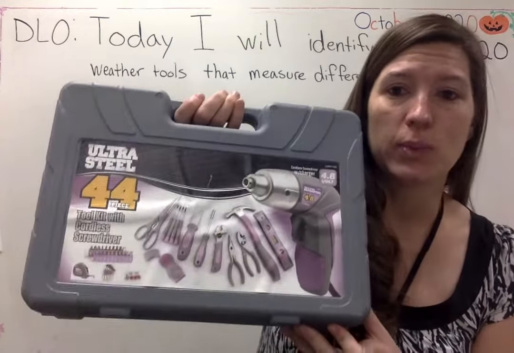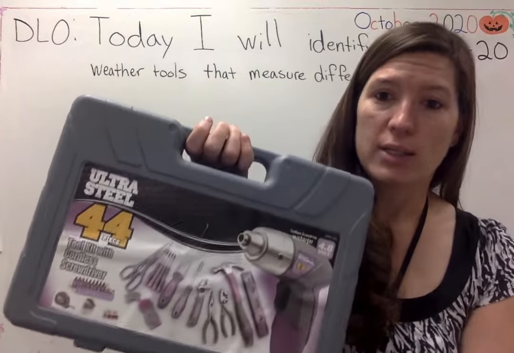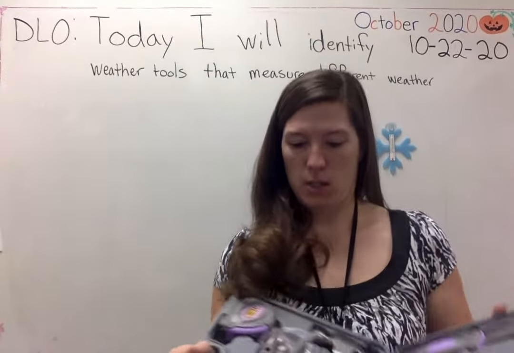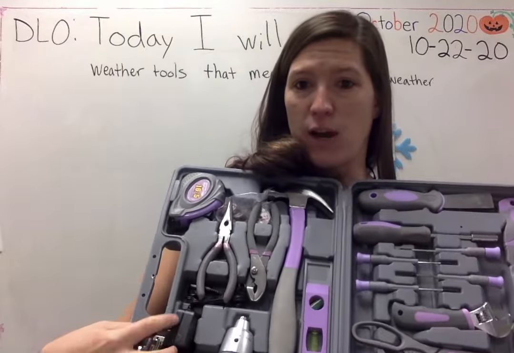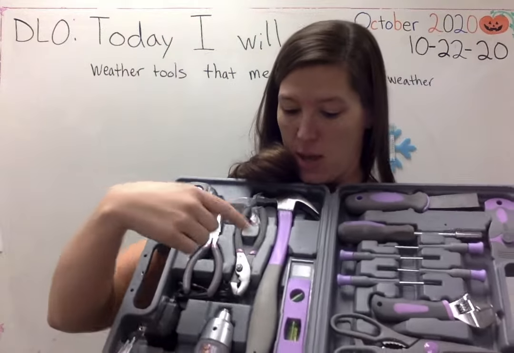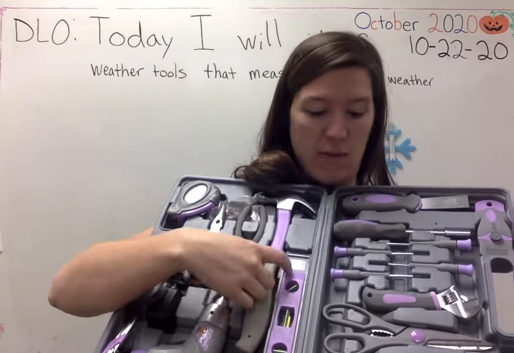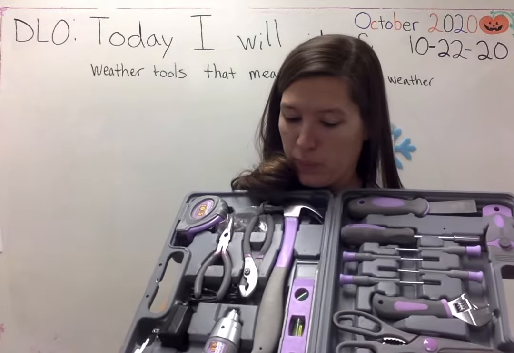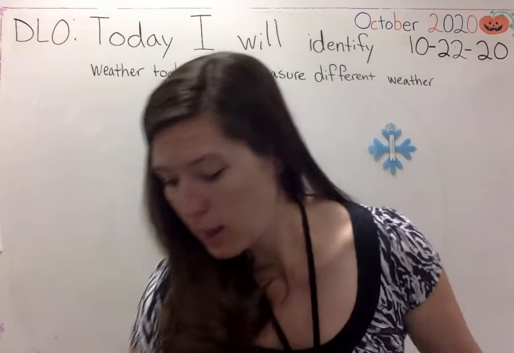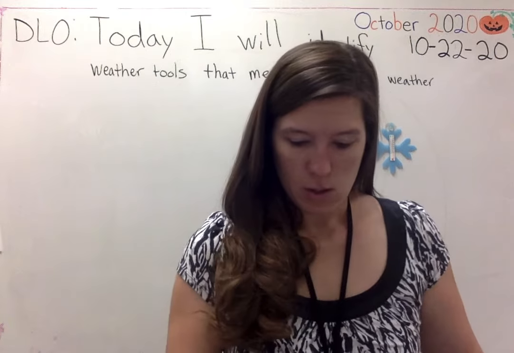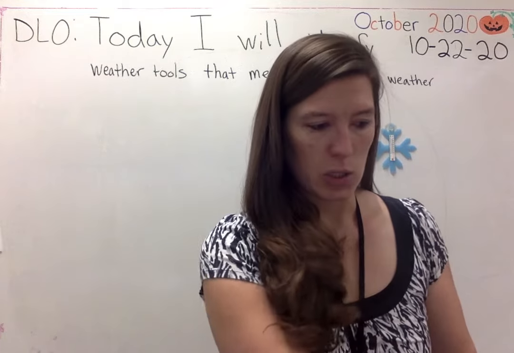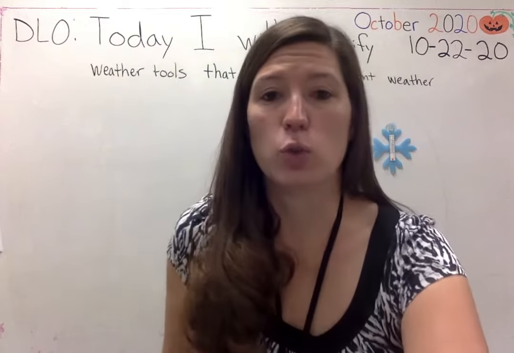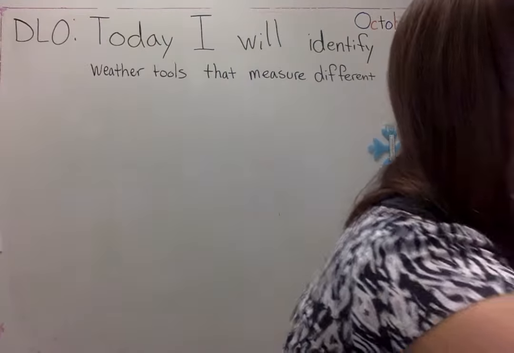What I keep in my classroom is a toolbox. And in this toolbox, I have all sorts of things. I'll show you. I've got a hammer, I've got pliers, I've got a measuring tape, I've even got a little electric screwdriver, I've got a level, I've got some scissors, some screwdrivers, a little scraper. So those are different tools that I use in my classroom in case something breaks or I need to adjust something. So we use tools in different applications all the time. So let me close my toolbox and we'll talk about tools that people use to measure the weather.